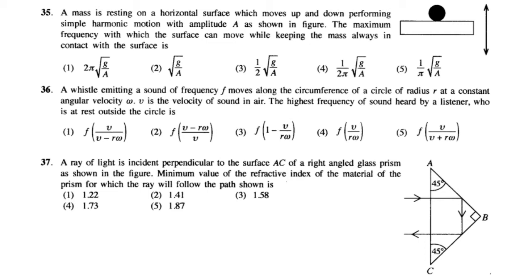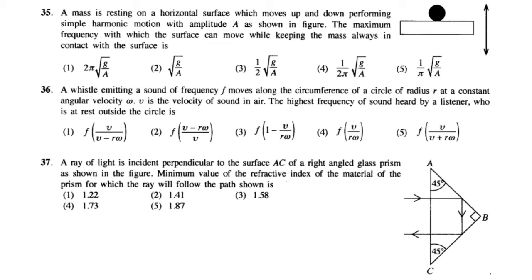Question 36. A whistle emitting a sound moves along the circumference of a circle at a constant angular velocity. And they are asking for the highest frequency of sound heard by a listener who is at rest outside the circle. Doppler's effect is applying here. If a source of sound is moving towards a stationary observer, the observer hears the sound with its maximum frequency. So that frequency is given by f v over v minus v dash. f is the frequency of the sound and v is the speed of sound in air and v dash is the speed of the source of sound. So in this case, f is f naught, v is v, v dash is R omega. So you get f naught v divided by v minus R omega.